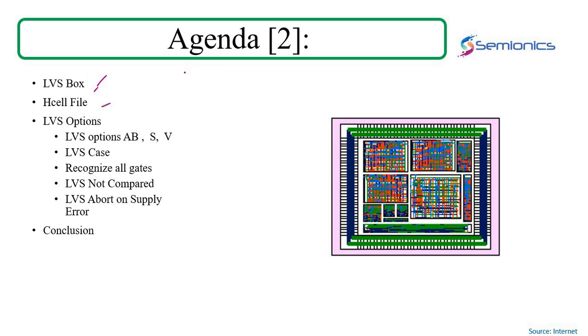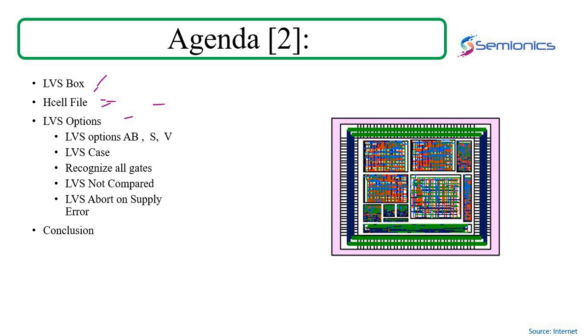Then there's something called the HCL file. There are scenarios in your design wherein sometimes the library names that you've used don't match, even though the layout is the same. If you have to convey some message to the tool to treat the cells as the same between the schematic and the layout, you use something called an HCL file. We'll talk about this in detail.